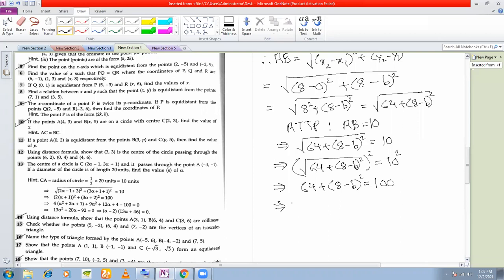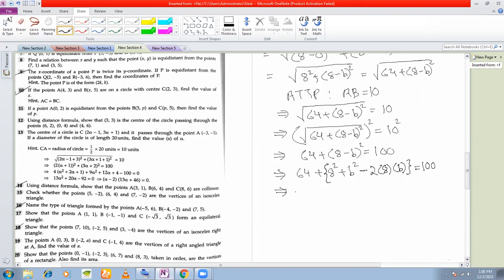Okay, let us solve it as a quadratic equation. 64 plus, you have a square plus b square, minus, let me put a curly bracket here, minus 2ab is equal to 100. Okay, so this is 64 plus, and now you can change the curly brackets to normal brackets, parenthesis, which is 64 plus b square minus 16b is equal to 100.